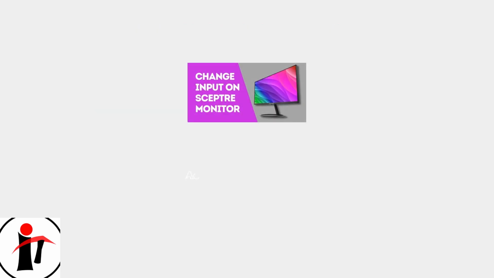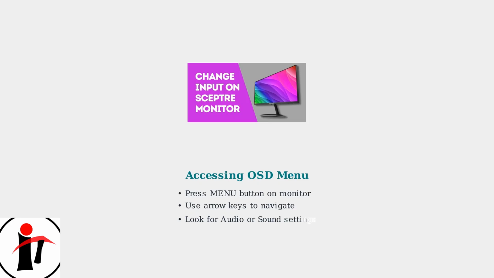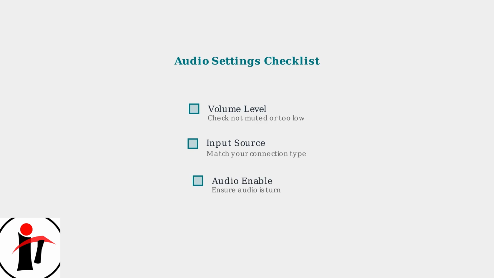The first step in resolving audio issues is accessing your Sceptre monitor's on-screen display menu. This built-in interface contains all the audio configuration options you need. Once in the audio settings, check 3 critical areas. Ensure the volume is not muted or set too low. Verify the correct audio input source is selected, and confirm audio is enabled for your connection type.